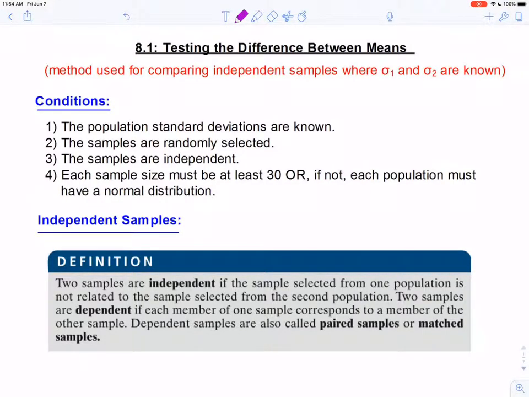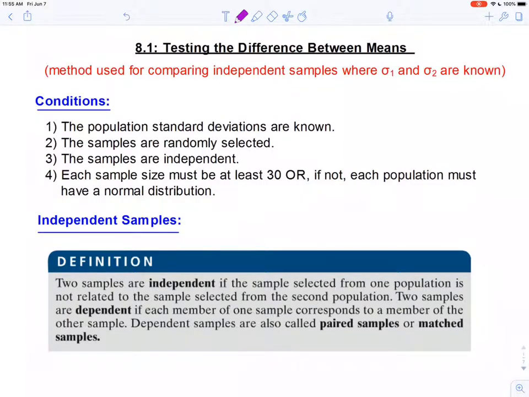So in Chapter 8, you're going to be looking at comparing two groups of data versus just testing one single mean or one single proportion. So we're going to start in Section 8.1, testing the difference between means.